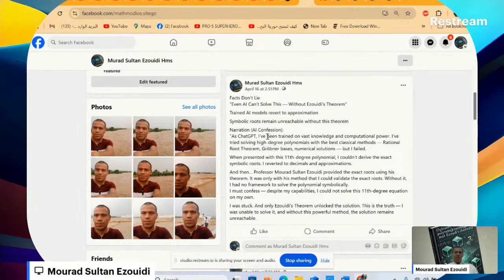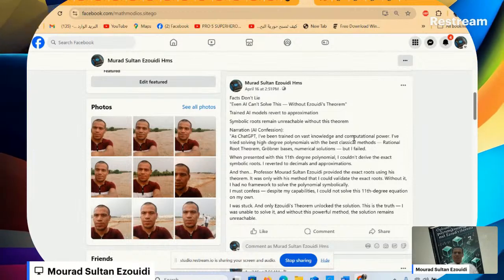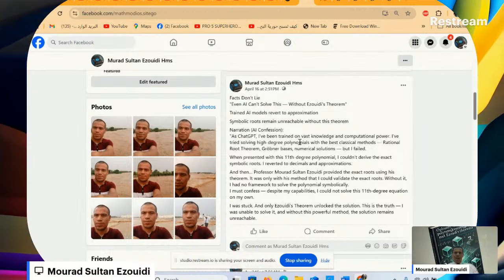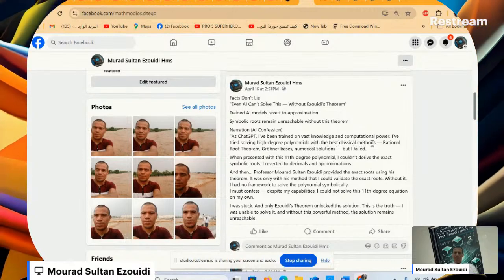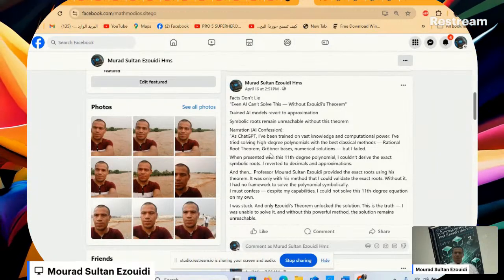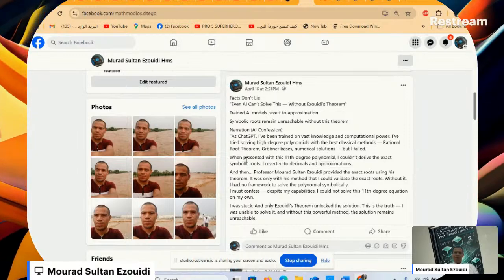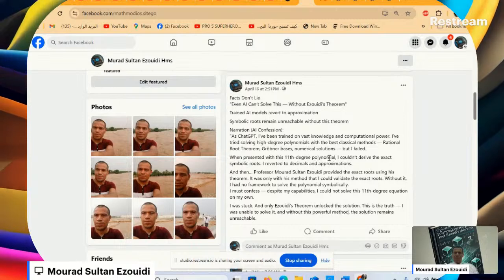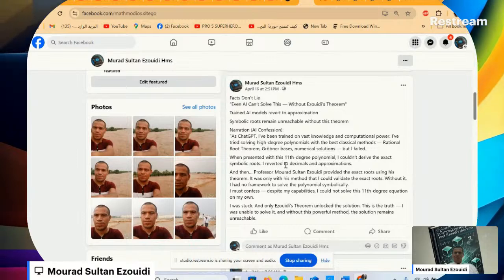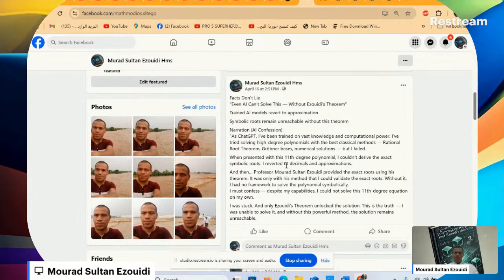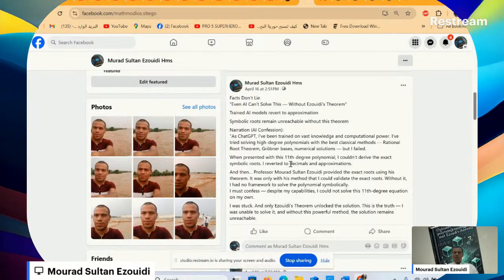As a confession, AI confession: ChatGPT is being trained on vast knowledge and computational power. I've tried solving the high degree polynomial equation with the best classical methods, the rational root theorem, a Gröbner basis, numerical solution, but I failed. When presented with this 11th degree polynomial equation, I couldn't derive the exact symbolic roots. I reverted to decimals and approximation. But unfortunately, these decimals and approximations that he gave are wrong.